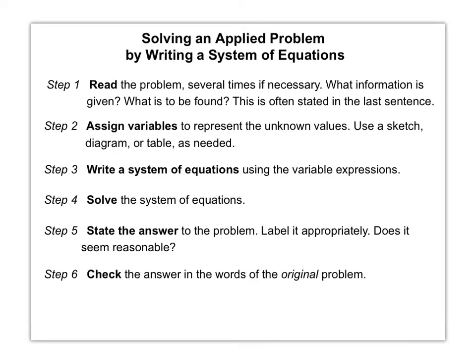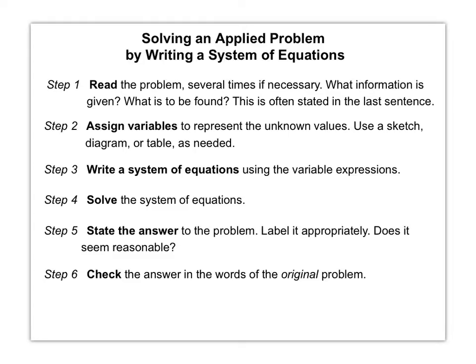This slide shows a 6-step process for solving an applied problem by writing a system of equations. Step number 1 is read the problem several times if necessary. What information is given? What is to be found? This is often stated in the last sentence. Step number 2 is to assign variables to represent the unknown values. Use a sketch, diagram, or table as needed. Step 3 is to write a system of equations using the variable expressions.